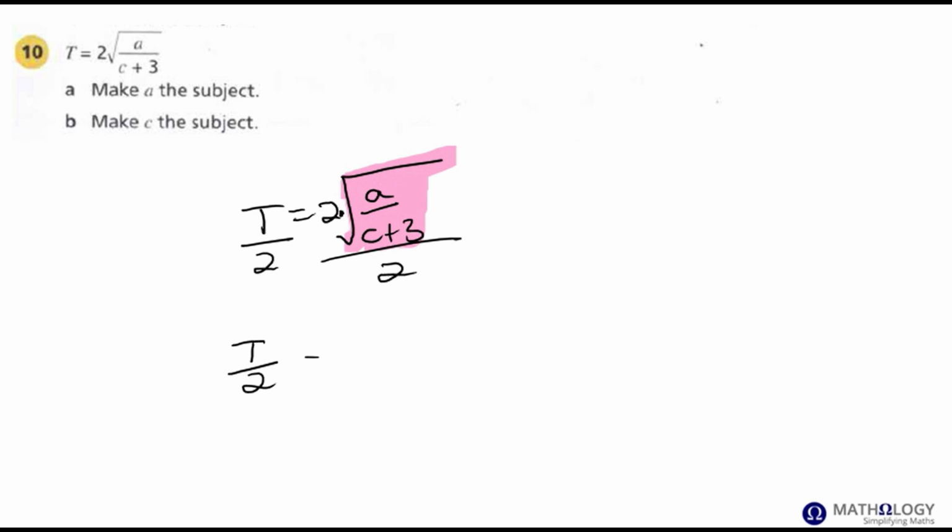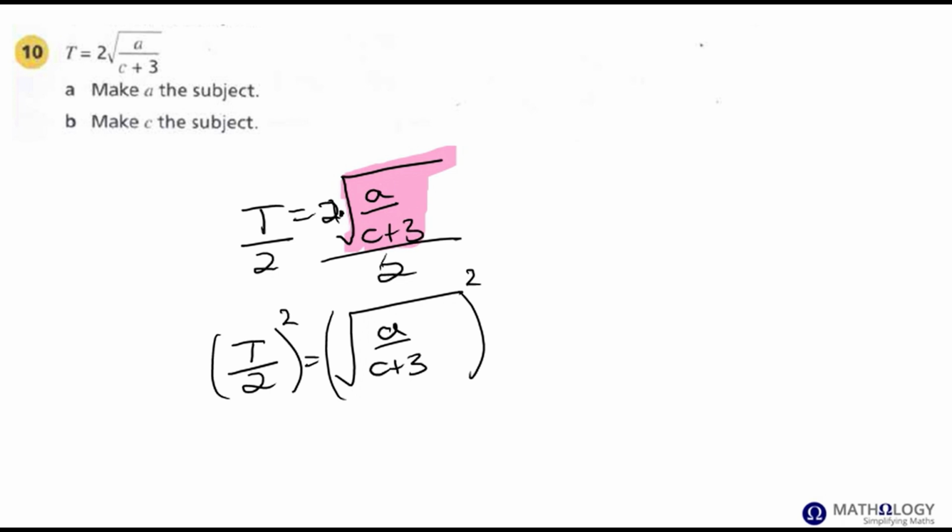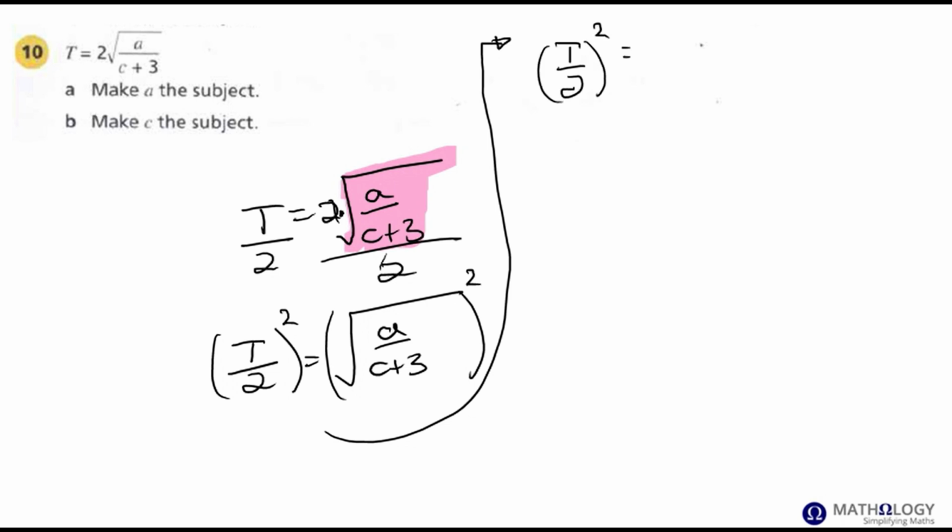So t divided by 2 equals the square root of a over (c plus 3). Now, before we can worry about the fraction, we need to remove the square root bracket, which means we're going to square both sides. So we're going to square the left and we square the right. Again, you're going to be working vertically, not sideways. I just have a lack of space here, which is why I'm moving to the side. So we have (t over 2) all squared equals a over (c plus 3).